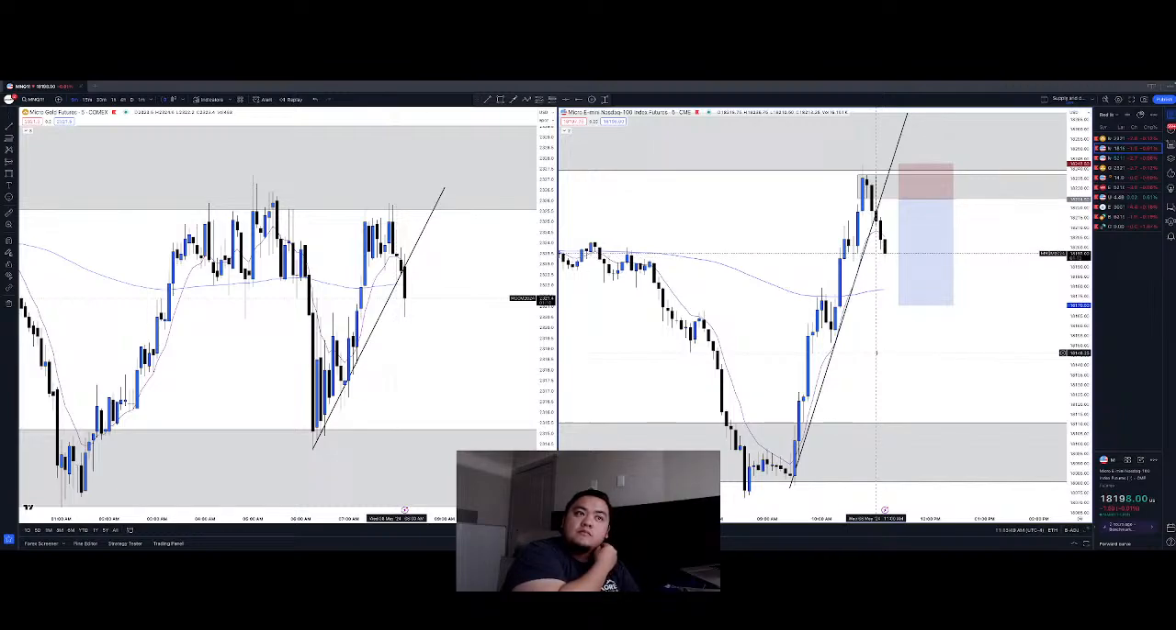Let's see, we got a 5-minute demand zone right here, which is right at 2311.92. We have another one down here. Just taking its time. The 9 EMA has completely turned over. I just gotta be patient, chill. That's it.